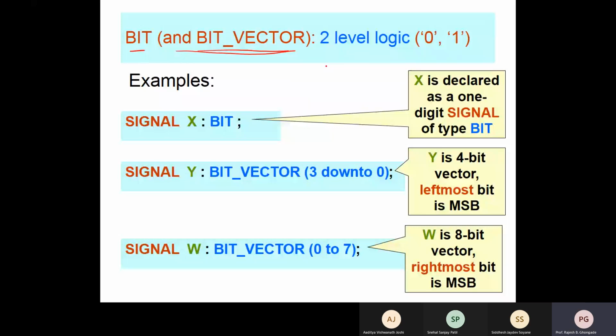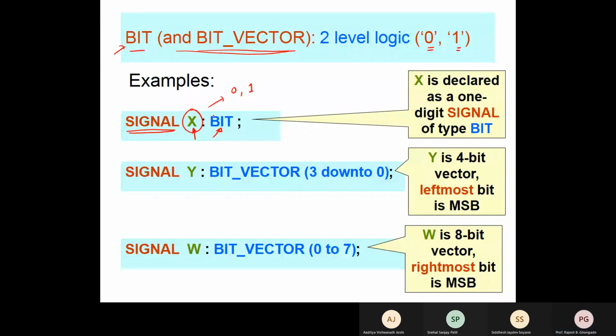So bit and bit vector both have only two levels, 0 and 1. It is only a two-level logic. Remember that. It is not like IEEE 1164 std_logic. So this bit type is different. It can take up only two values, 0 and 1. Example of declaring this bit type: this is the class, this X is the name of the object, and it is of data type bit. So X will contain only either 0 or 1.